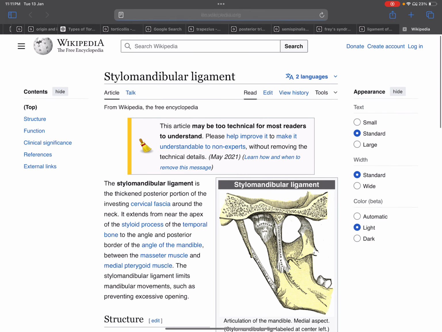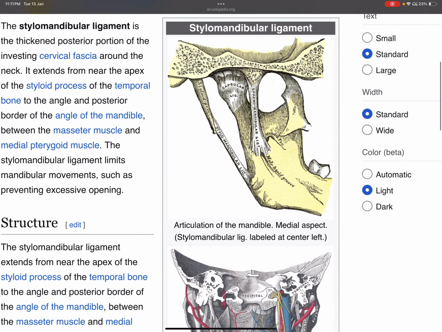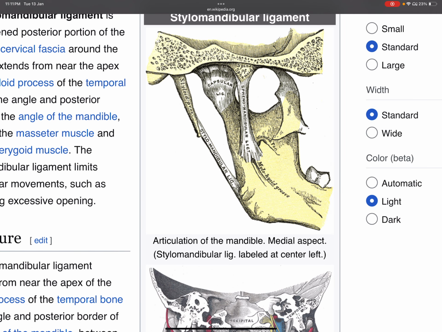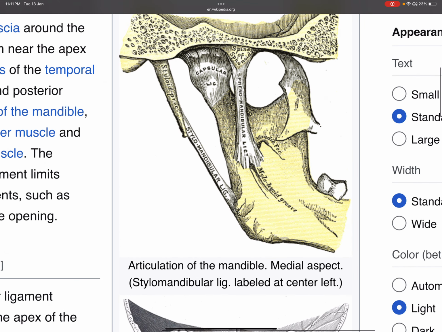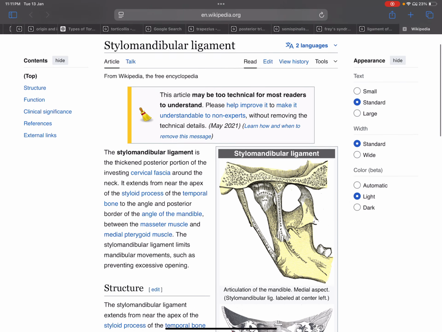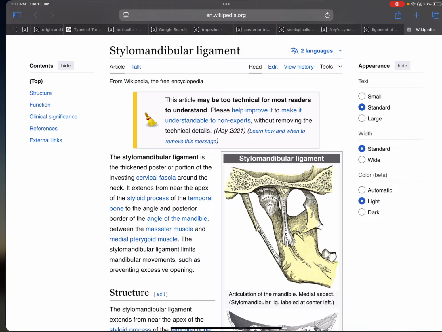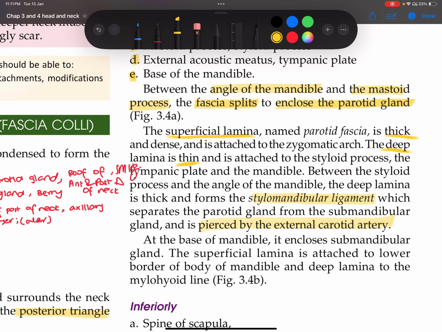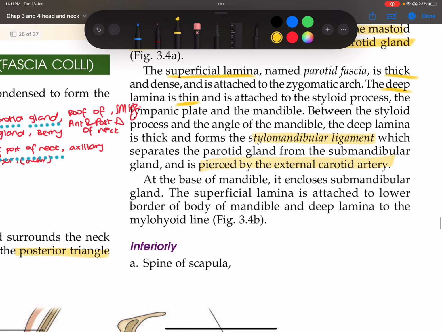Yes. No, stylomandibular ligament. You can see this is the stylomandibular ligament right here. So styloid process and mandible. And then the other thing we have to search about is that it is pierced by the external carotid artery, and it separates the parotid gland from the submandibular gland. So that's something you need to know. Stylomandibular ligament separates parotid gland from submandibular gland, and it's pierced by the external carotid artery.